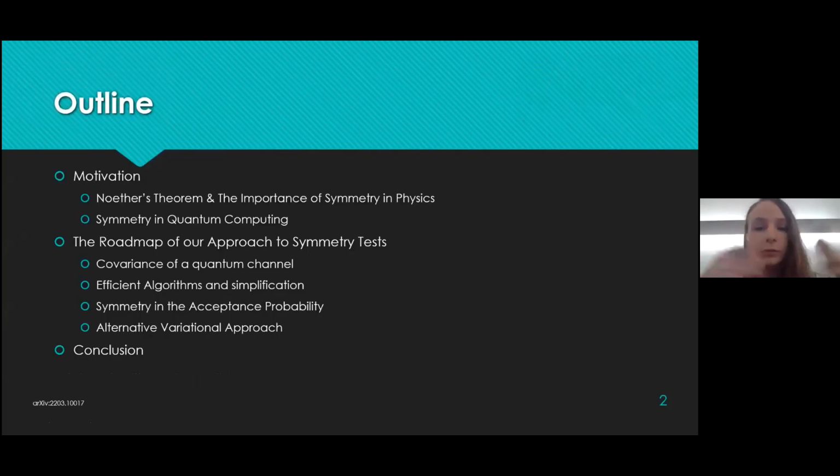So to start off with, I'm just going to try to motivate why we care about this. Why is this important to the grander scheme of physics? And then how does symmetry fit in quantum computing? And then after I hopefully convince y'all that it's an important question to ask and an important thing to consider, I'm going to take you through the roadmap of how we approach developing this test.